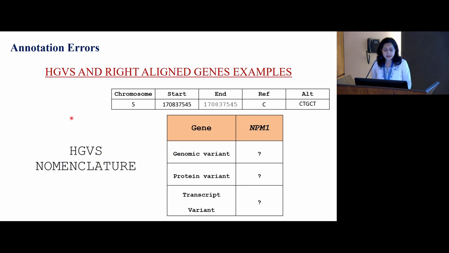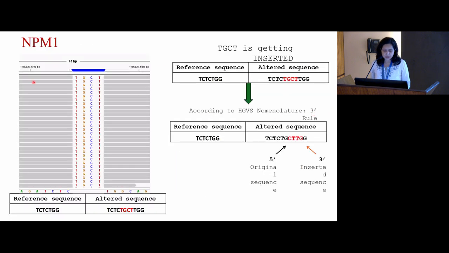So annotation error is the HGVS error. Here it's an NPM1 gene in which the C is altered with that 4 base pair insertion. When we see it in the IGV, the insertion is found over here. You can see TC, TC, TGG, but here between C and T 4 bases are inserted. So according to the HGVS nomenclature, the 3rd rule, the insertion takes place at the 3rd base pair, and we can consider that this is the mutation.